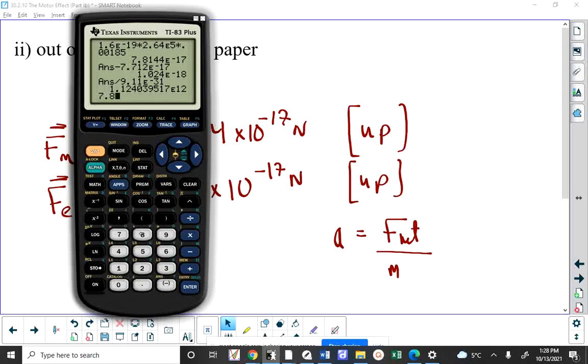So 7.8144 times 10 to the negative 17 plus 7.712 times 10 to the negative 17 gives me this net force, divided by the mass. That's not right. Divided by the mass of an electron, 1.1 times 10 to the 14.